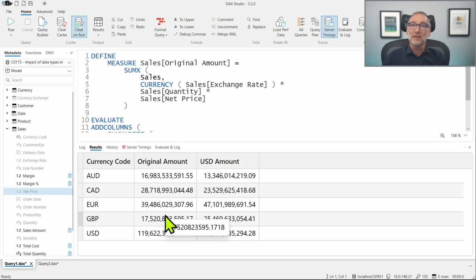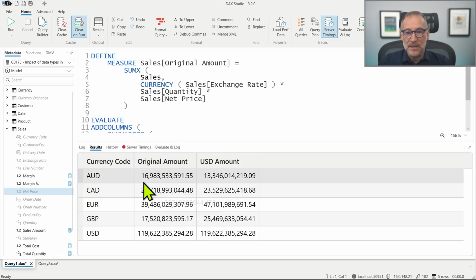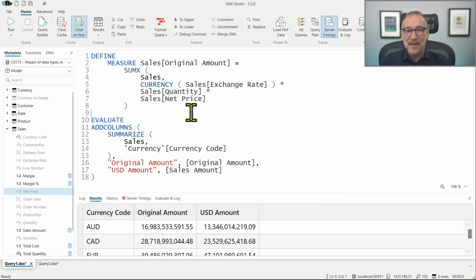In this case, if we go back to our original query, what we can do is avoid iterating over sales. Instead of iterating over sales, because the problem is introduced by this multiplication, let's get rid of currency in the meantime. This is the multiplication that creates us problem. Exchange rate times quantity times net price. So I want to get rid of this multiplication and move it at a different level.